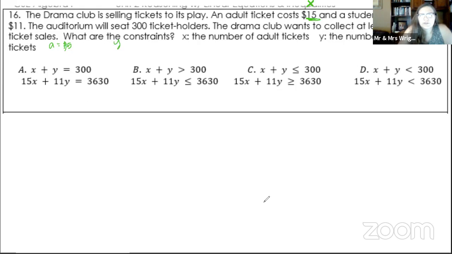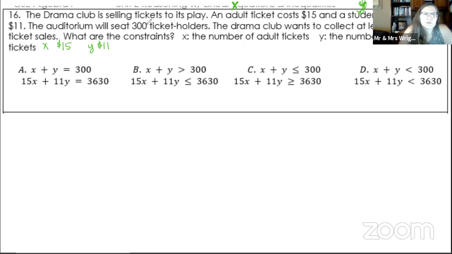Y, student. I put A, even though I just said it's going to be X. Let me clear this real quick. X is $15, right? And Y is $11. I'm doing that because the 11 is on the second line and it's hard for me to see. So I'm going to just write my X and my Y again. X and Y.